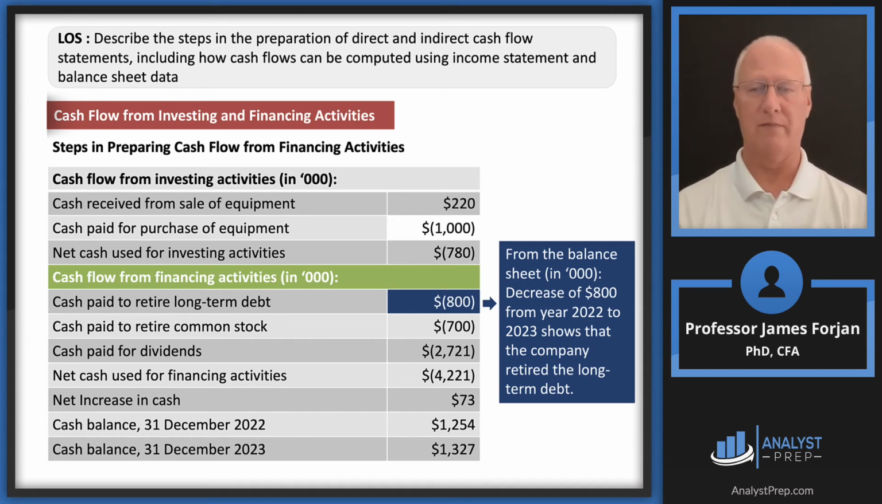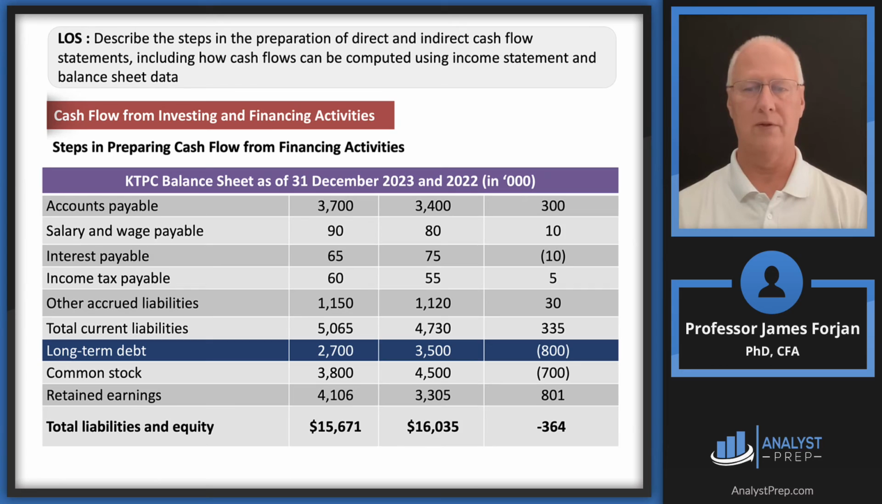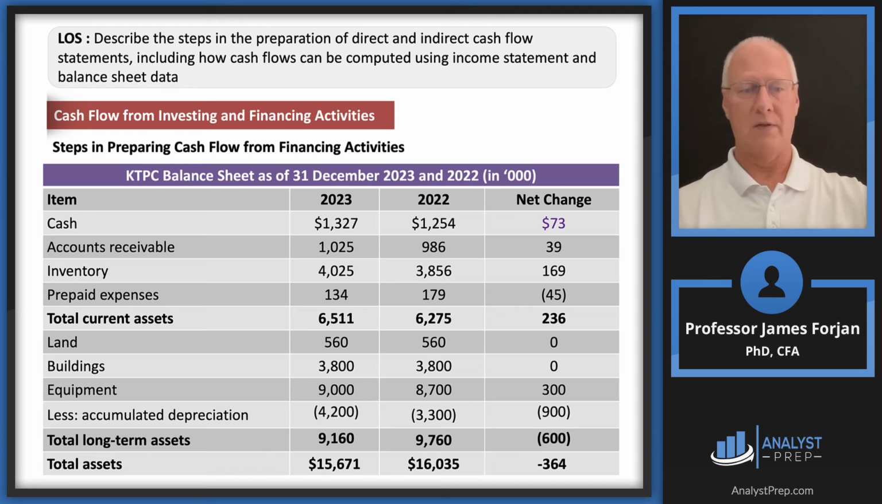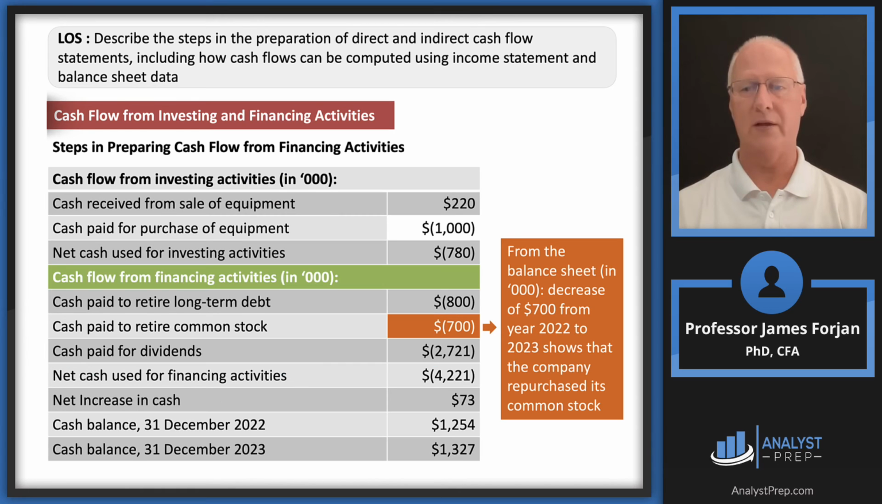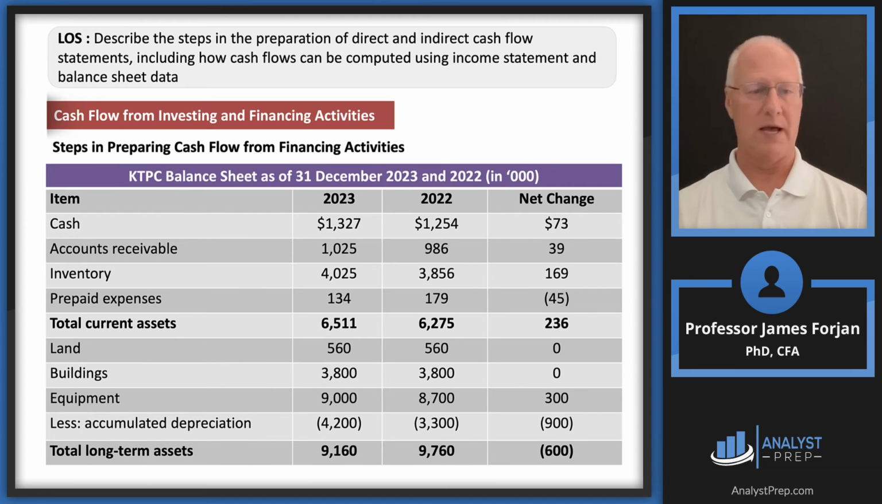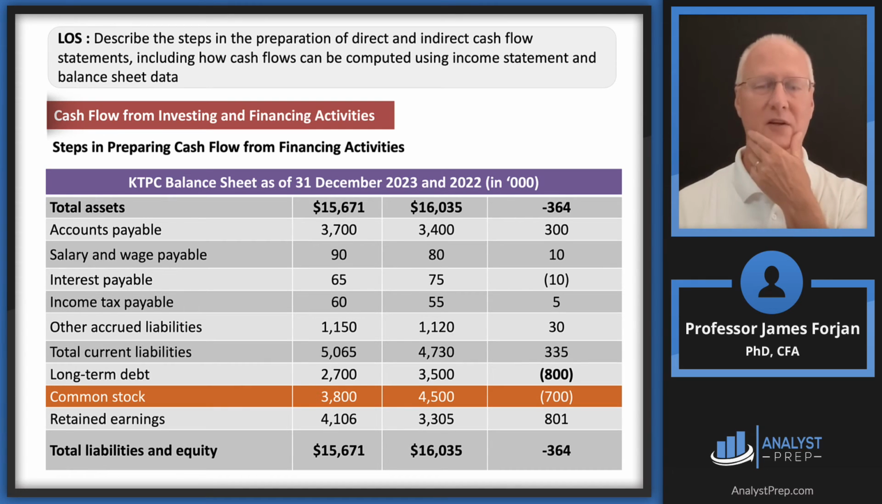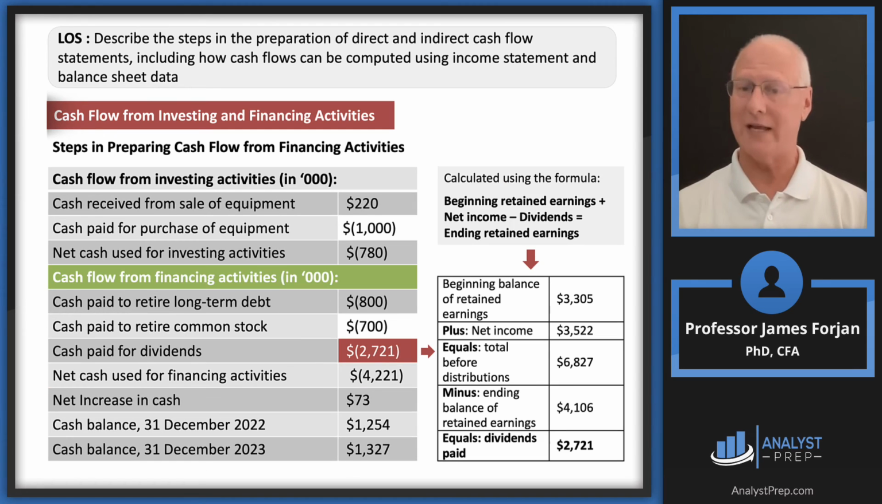Now, how about cash flow from financing? Well, cash paid to retire long-term debt, that's the 800. Let's go ahead and show that. So here's the button. Let me go back here quick. Here's the left-hand side of the balance sheet. Here's the right-hand side of the balance sheet. 2,700 down to 500. That gets us the 800. How about cash paid to retire common stock? Well, let's find that here. There's the left-hand side. So here's the right-hand side. There's 3,800 and 4,500. That gets you the 700. So you can see in this slide, there's the 800 for long-term debt. And there's the 700. So that's negative, right?